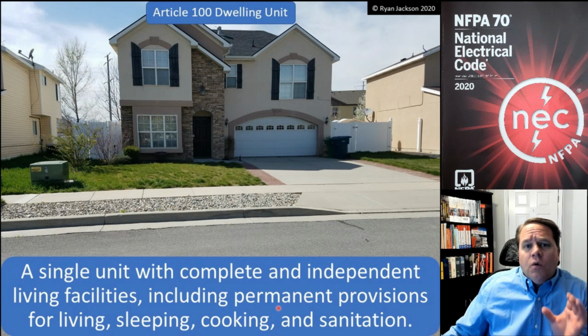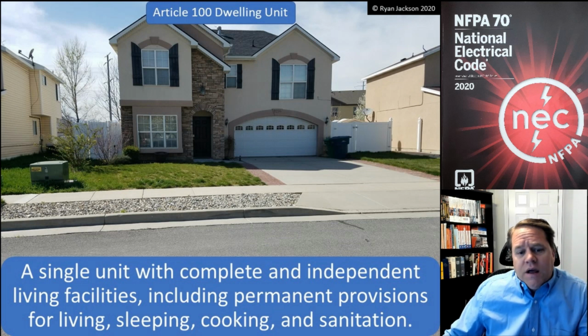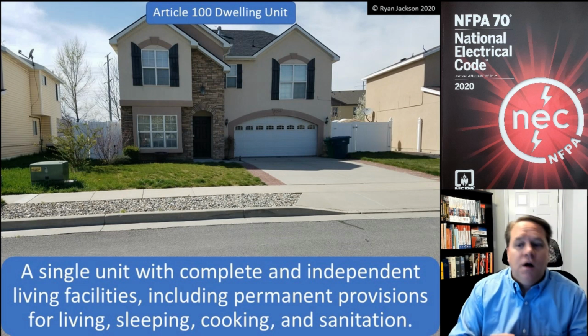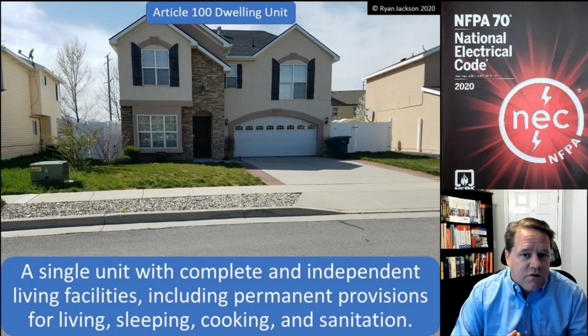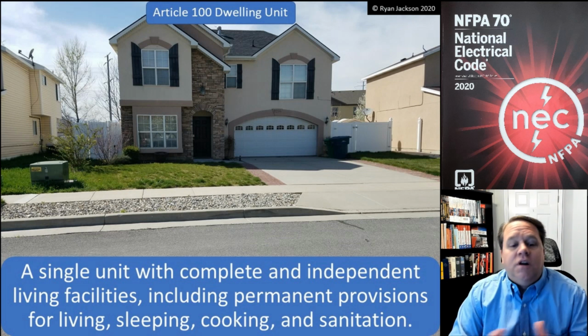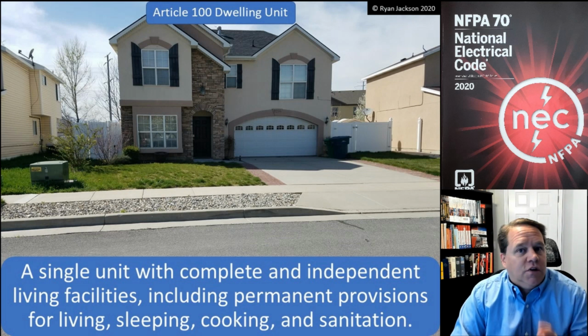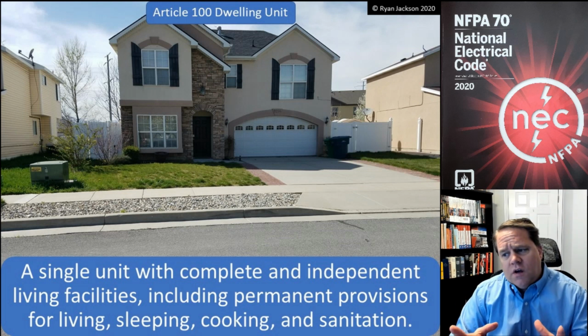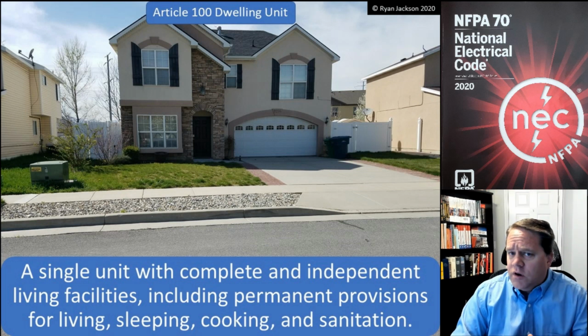So when we look at the definition of a dwelling unit, it's a single unit with complete and independent living facilities, including permanent provisions for living, sleeping, cooking, and sanitation. Now, of course, the first thing that we're going to think of is a house. And indeed, that is a dwelling unit and probably the most common type of a dwelling unit. Single unit, complete independent living facilities, permanent provisions for living, sleeping, cooking, and sanitation. Nice and easy, right?